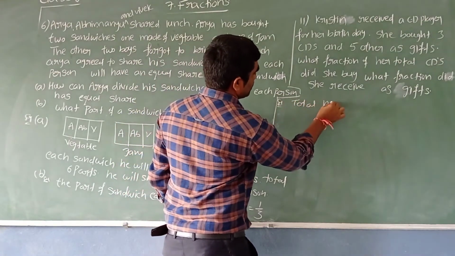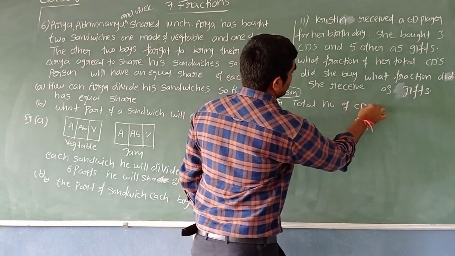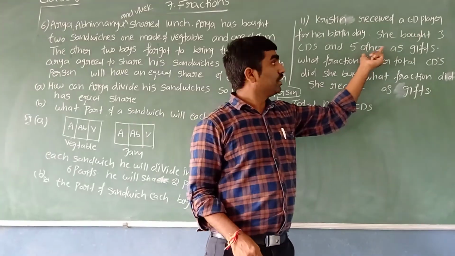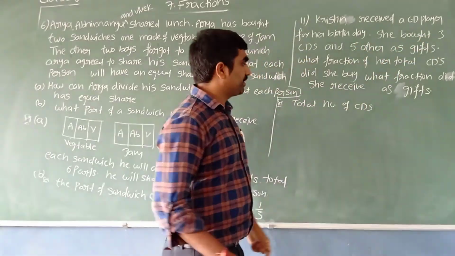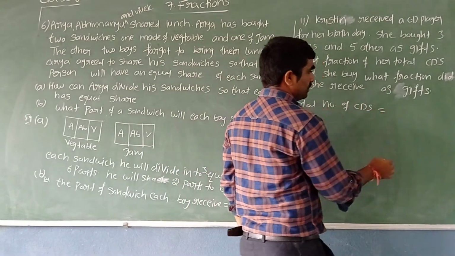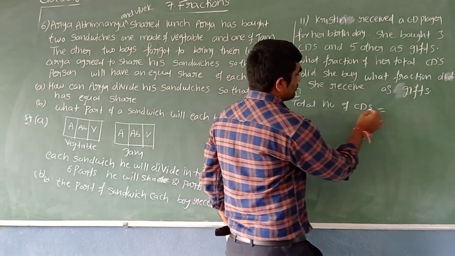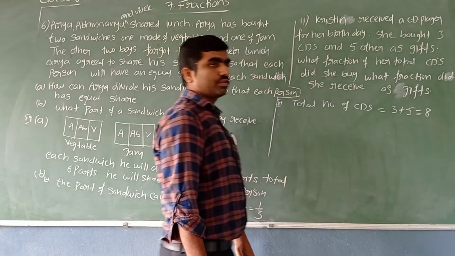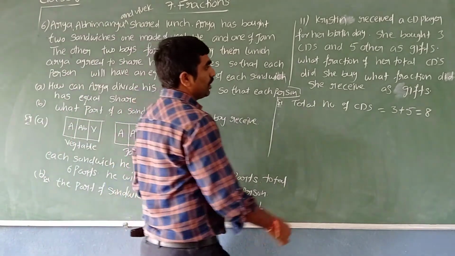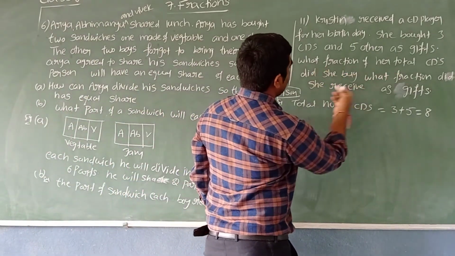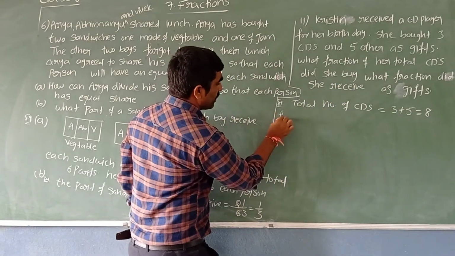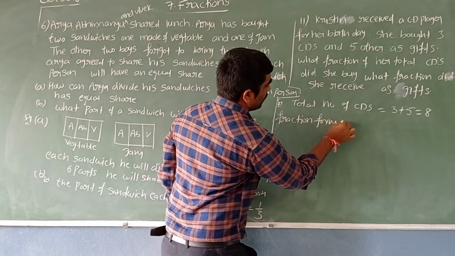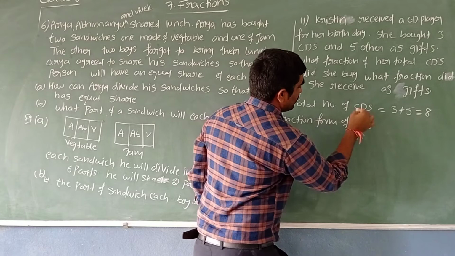Total number of CDs. See, 3 she bought and 5 she got as gifts. 3 plus 5, 8. Total number of CDs is equal to 3 plus 5, which is how many? 8. In total we can see 8 CDs. Now, what fraction of the total CDs did she buy? So let me write here the fraction form of CDs she bought.